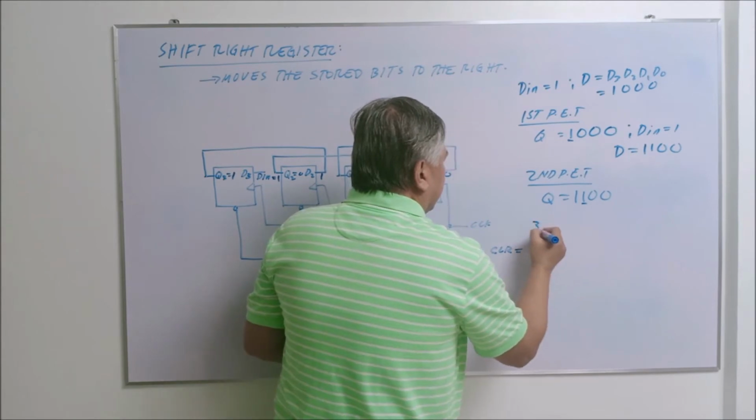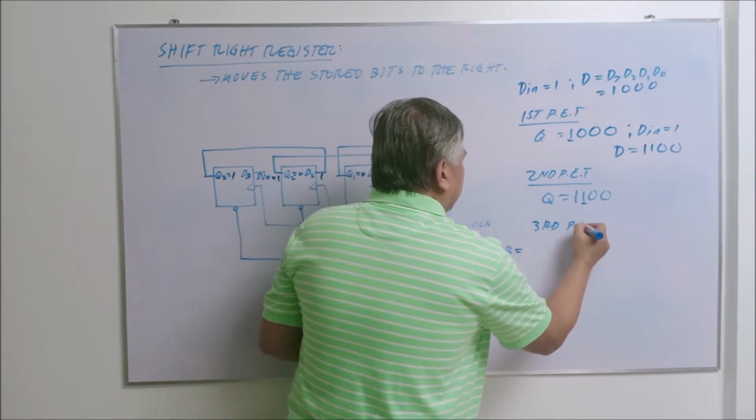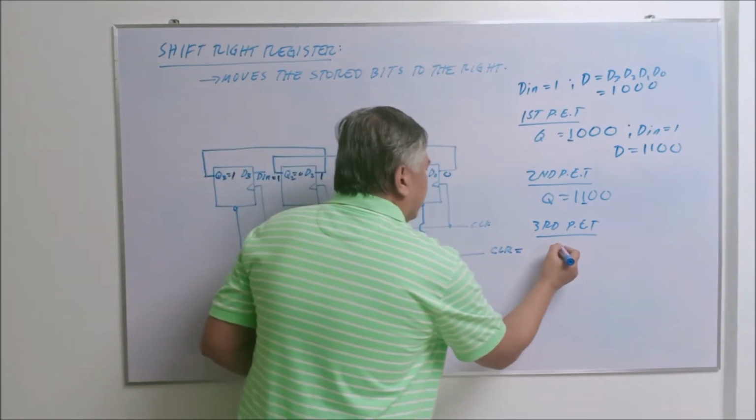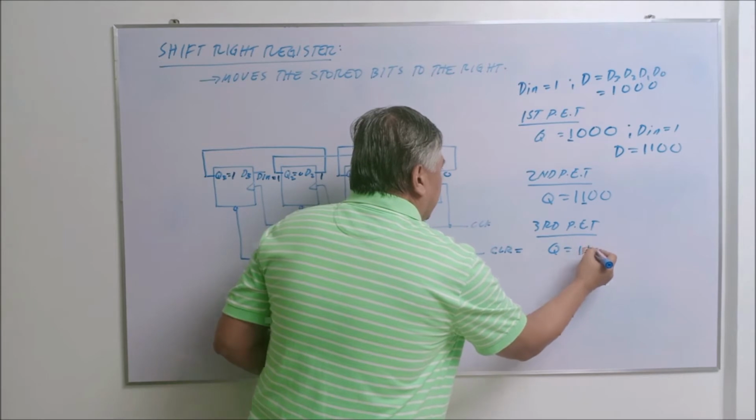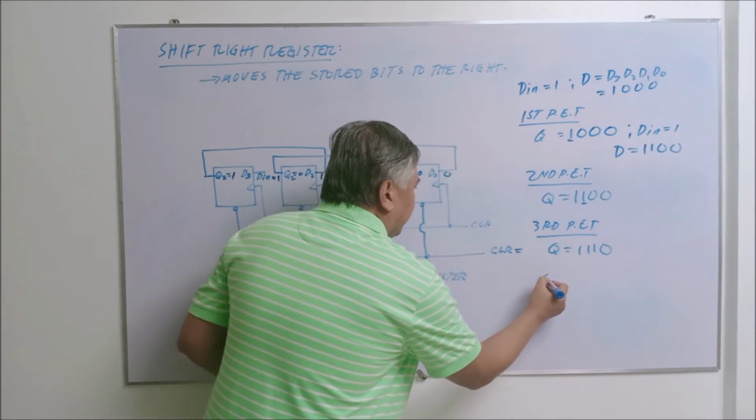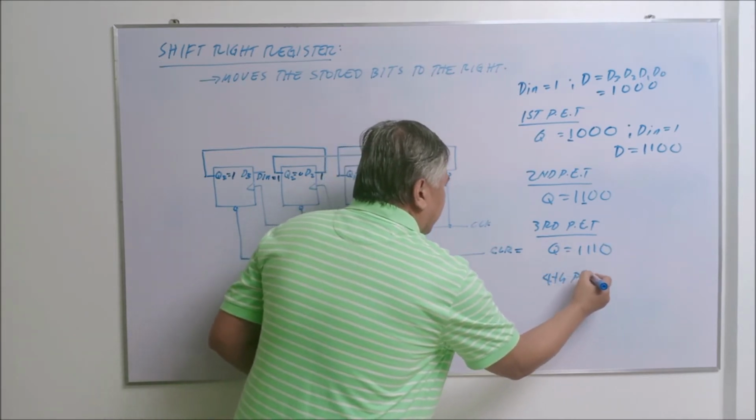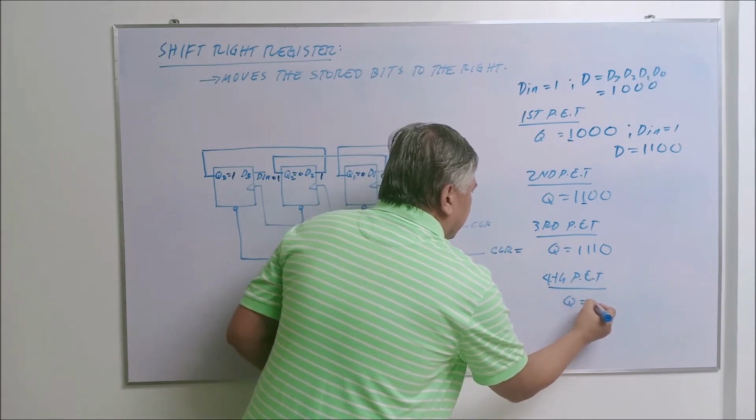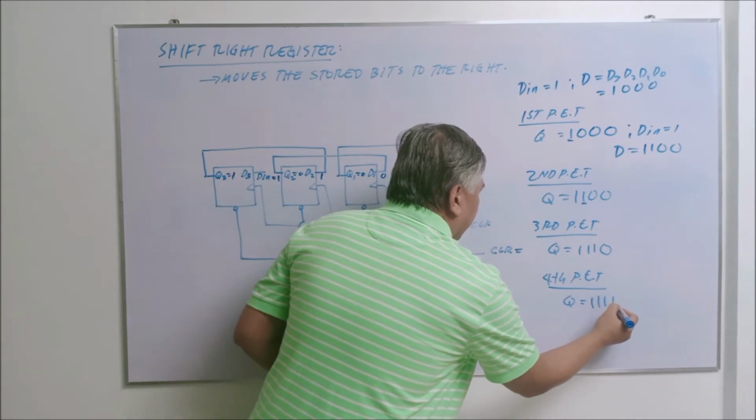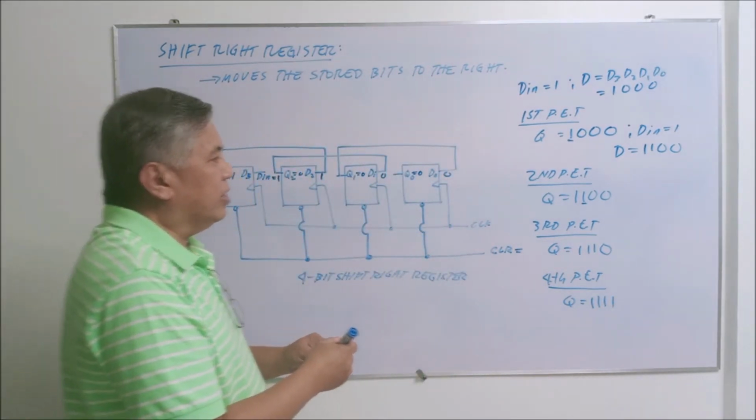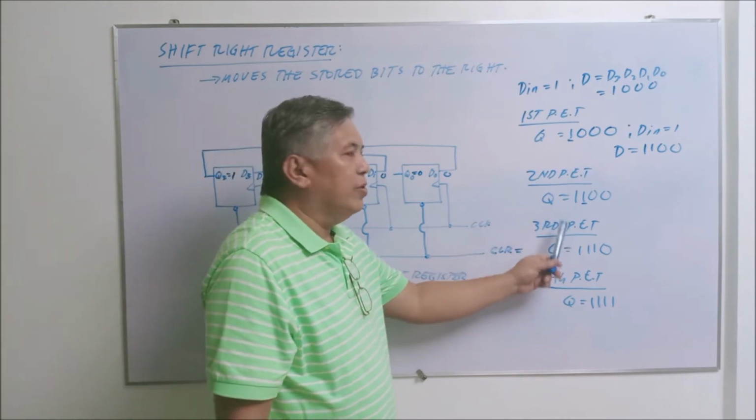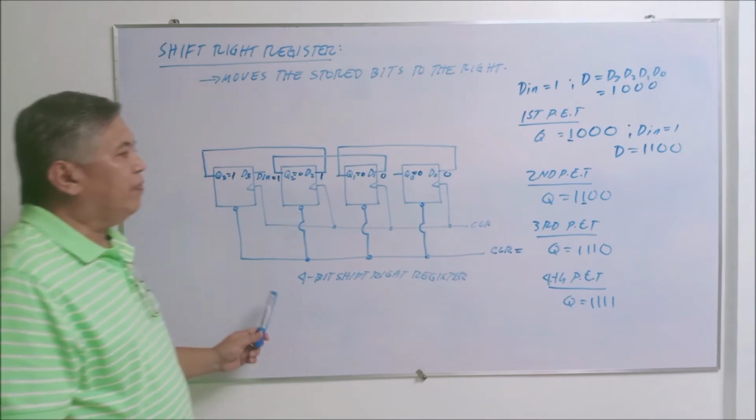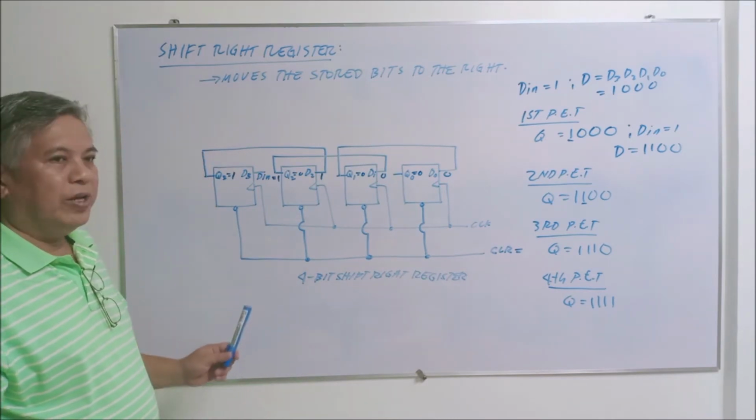On the third positive edge triggering of the clock, for as long as the D input is equal to 1, your Q becomes 1, 1, 1, 0. On the fourth positive edge triggering of the clock, your output Q becomes 1, 1, 1, 1. So, in other words, the value of your D input is moving to the right. That's how the shift right register operates.